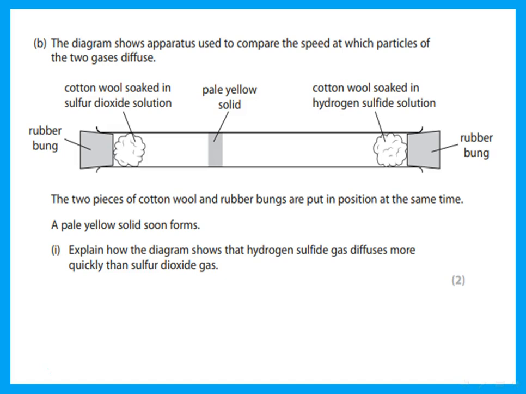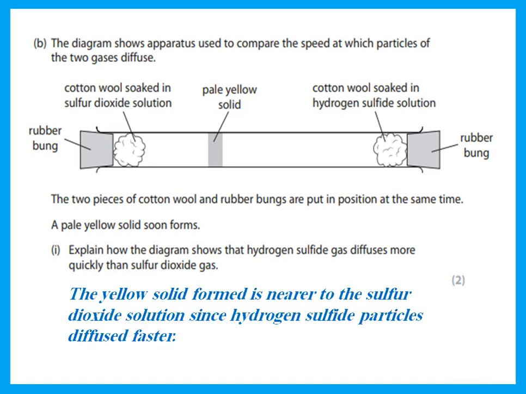Where is sulfur dioxide and where is hydrogen sulfide? You can see that sulfur dioxide is on the left, hydrogen sulfide is on the right. The pale solid that forms when both of them meet is nearer to which one? It is nearer to the sulfur dioxide. That means which one has diffused faster, or which one has diffused more quickly? That is the hydrogen sulfide. Since the yellow solid formed is nearer to the sulfur dioxide, that means that the hydrogen sulfide particles diffused faster.